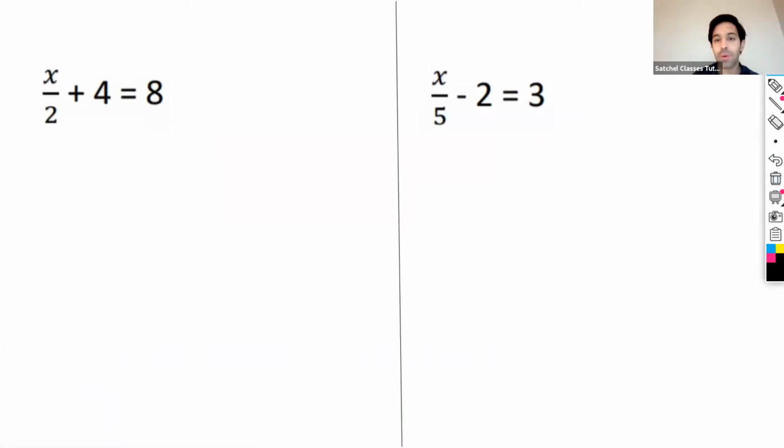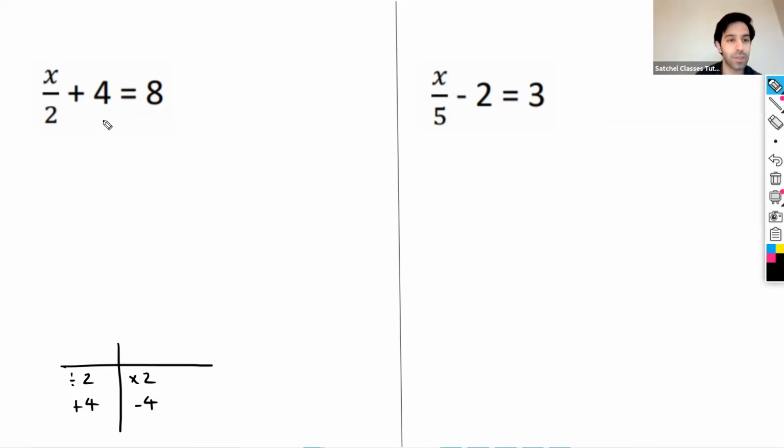So now we have a two-step equation, but this time we're dividing x by 2. So the opposite of dividing by 2 is to times by 2. So the two things that we need to do is we're dividing x by 2, so we need to times by 2, and then we're adding 4, so we need to subtract 4. So first I'm going to subtract 4 from both sides.